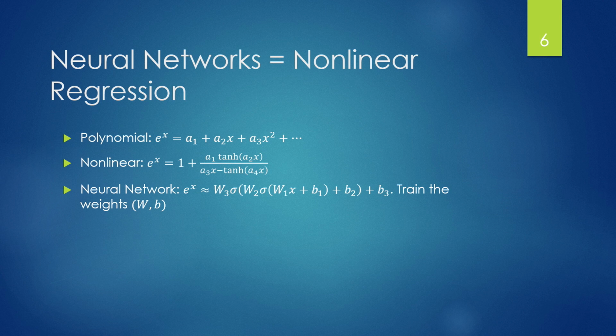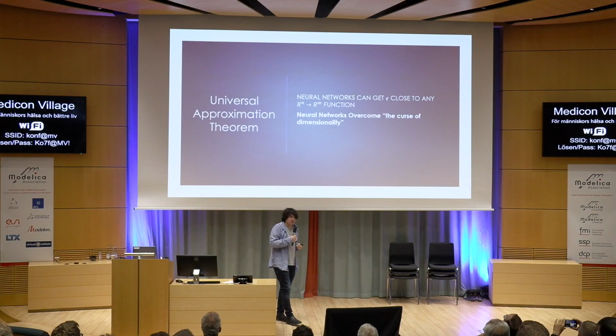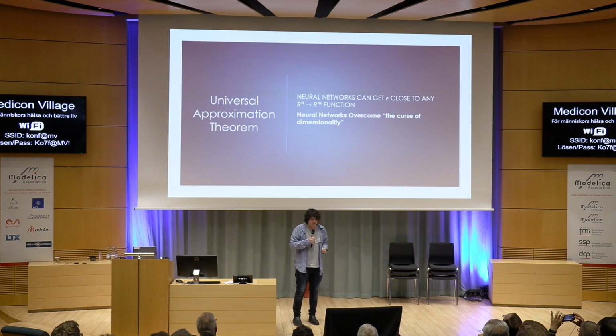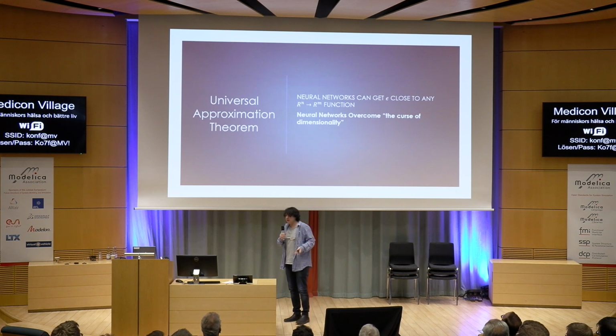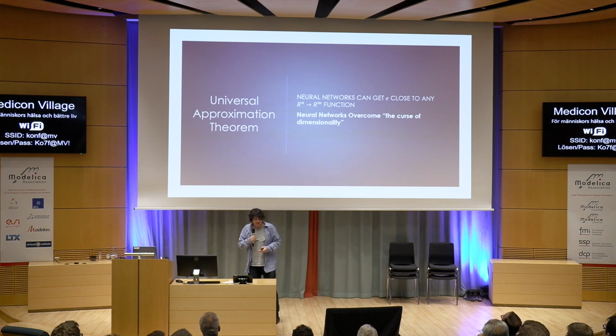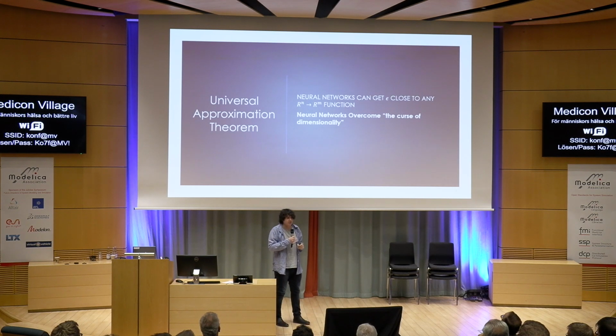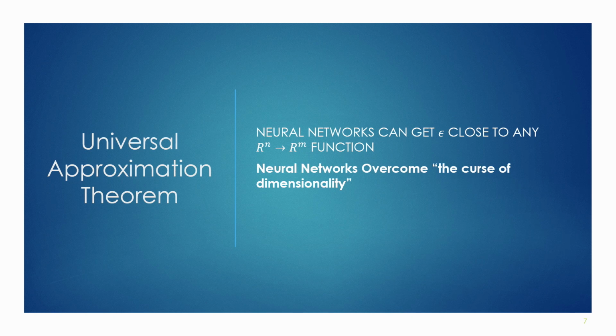So why is this nonlinear form interesting? It's because of the universal approximation theorem. People call this the UAT. In a nutshell, the quick mathematical statement is that neural networks can get epsilon close to any R^n to R^m function. Just make your layers big enough, and it will be an epsilon-close approximation to your function at every single point in some compact domain.